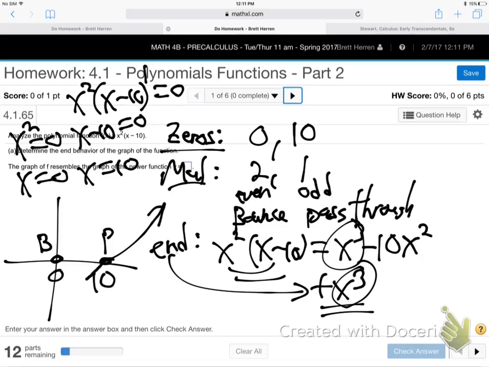Pass through. And it's got to come back up because it's got to get up to 0. It's got to bounce there and then never cross the x-axis again. So there's the rough graph. Isn't that good?